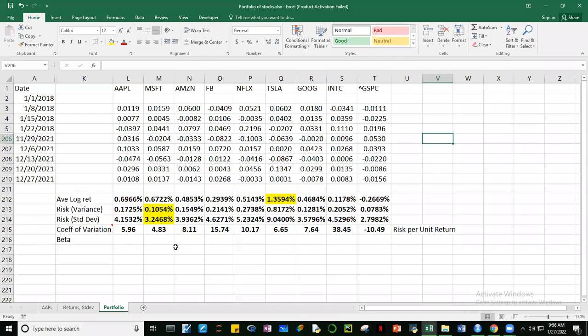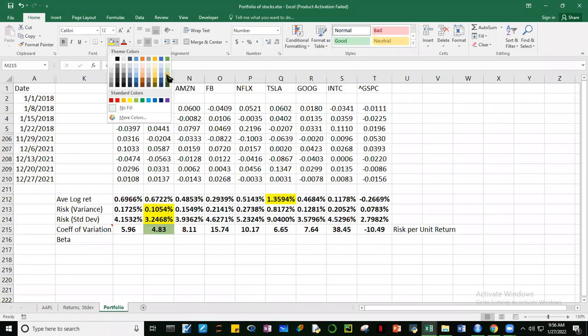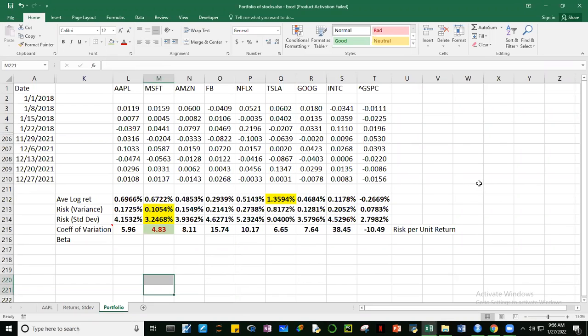So, kunyari, 1.6 returns si Apple. Ilan yung risk if we're going to have 1% return ni Apple? 5.96 times yung risk niya. Okay? If you want to have 1% return ni Intel, you will have to assume 38.45 times the risk. Si Microsoft, siya yung pinakamaliit na risk per unit return. So therefore, guys, in terms of both risk and return, Microsoft outperforms the other stocks.